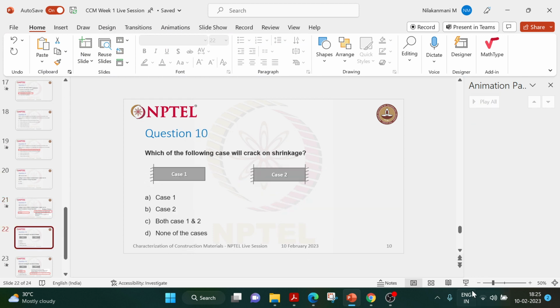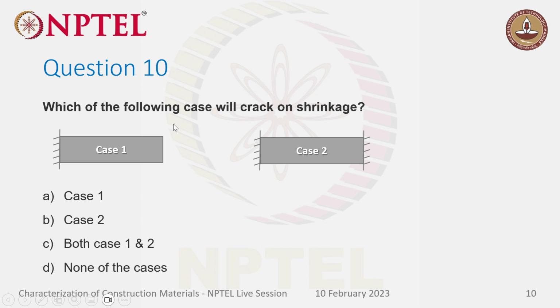So moving to question number 10. In this one I've discussed shrinkage. Which of the following cases will crack on shrinkage? Consider both case 1 and case 2 concrete samples. Here in case 1, the thing drawn on the sides indicates restraint. So case 1 is restraint on one side and case 2 is restraint on both sides. Either case 1, or case 2, or both, or none of the cases will crack on shrinkage. Let me start the timer for a minute.